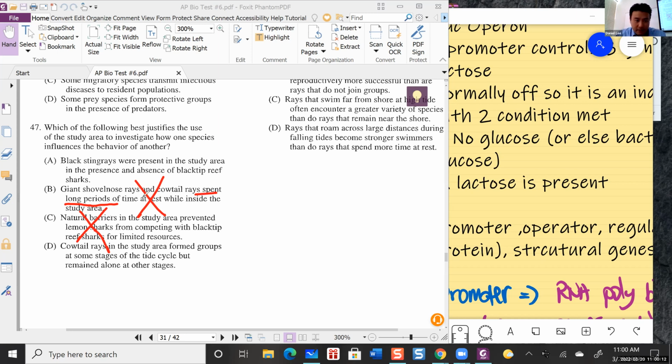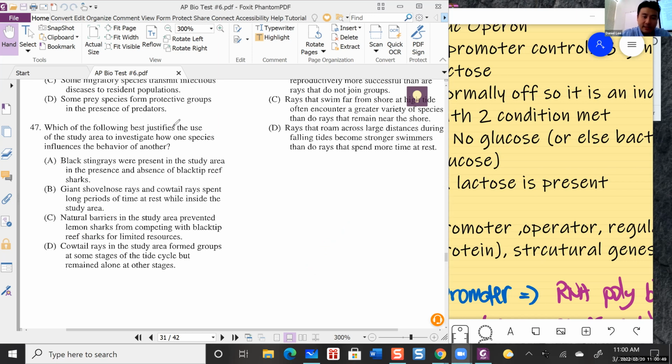So let's see, black ray present. Yeah, it's either the presence or the absence. That's all we're doing. So A is the most general answer. We don't know how long they remain alone. It's either they're alone or not. We don't have that information on everything else. So 47 should be A. Black rays were present in the study area, and it doesn't have to be black stingray. It can be anything. It's just the presence or absence. We're not looking at the natural barrier environment. We're not looking at how long they're alone or how long they're grouped together. It's just either they are or they're not present. Okay, so that will be that one.